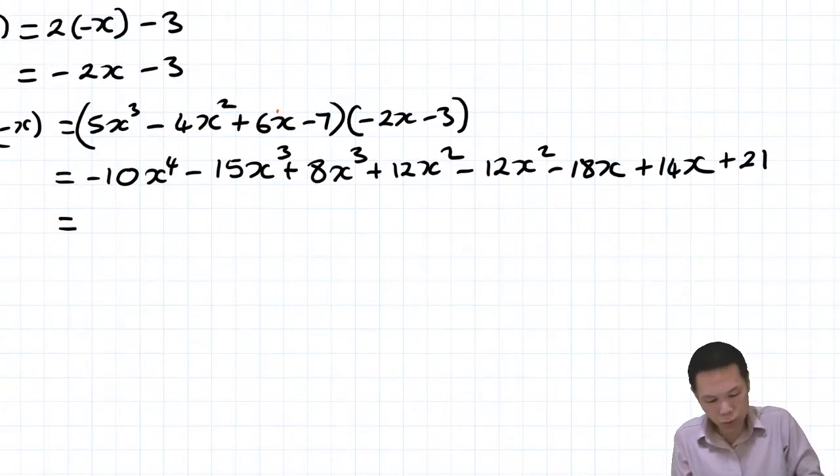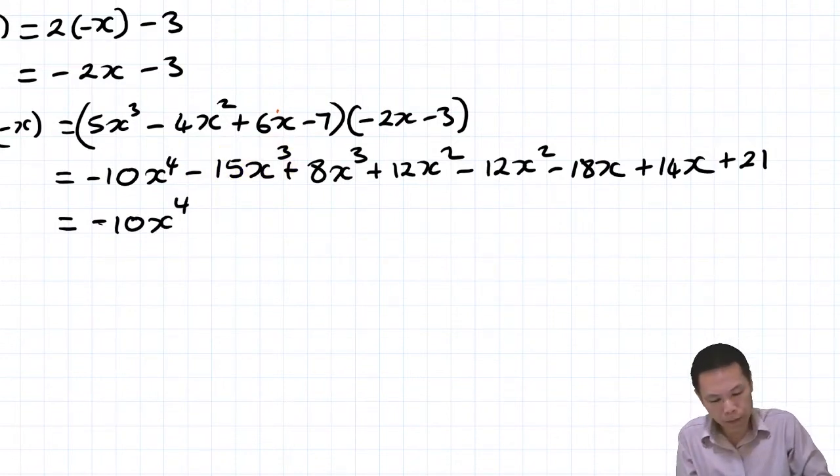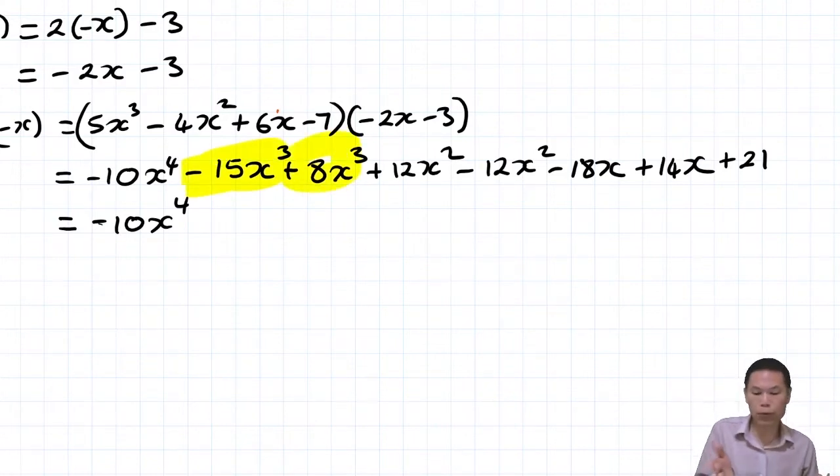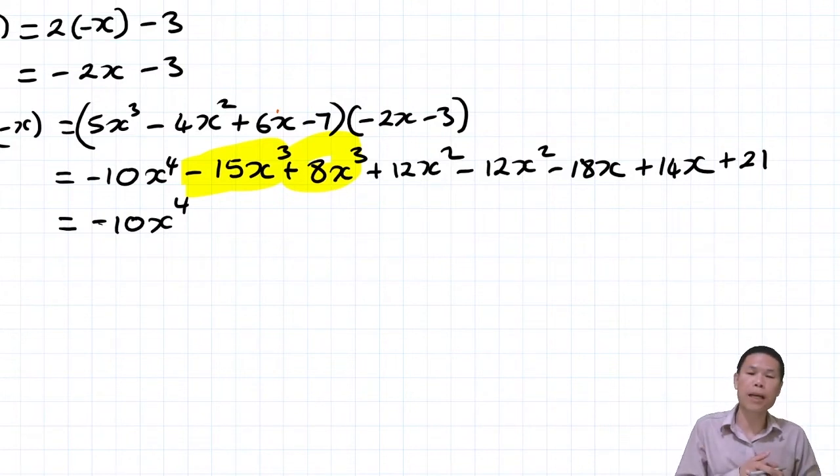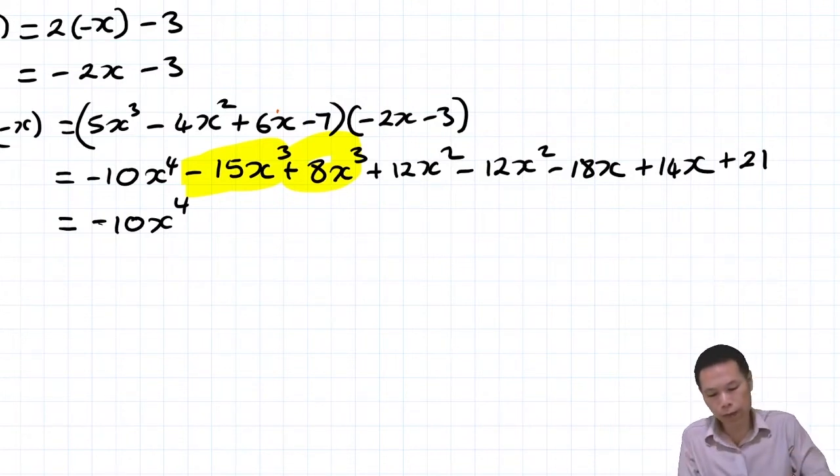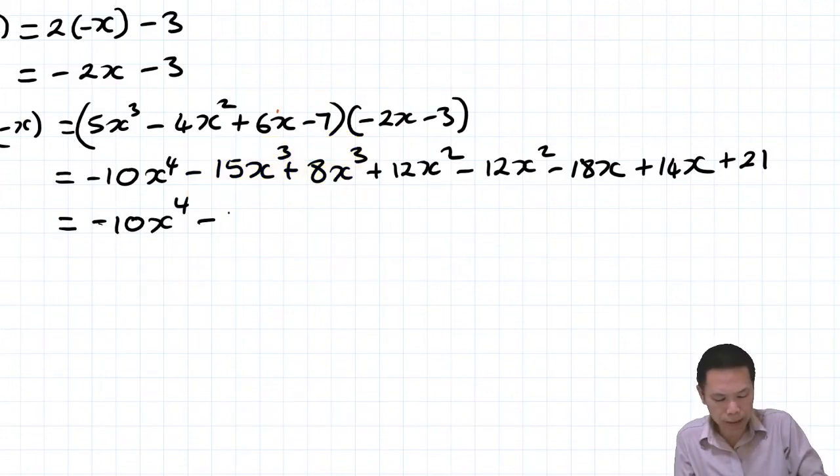So which equal to negative 10x to the power 4 minus, now we have negative 15x to the power 3 plus 8x to the power 3. So just go 15 minus 8. 10 minus 8 is 2. Add 5 is 7. So negative 7. Okay. So minus 7x to the power 3.